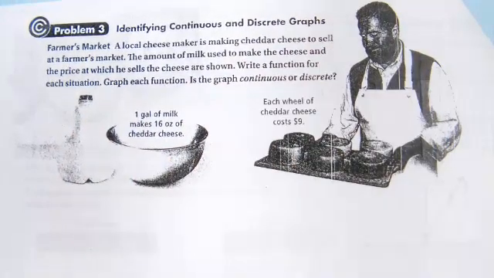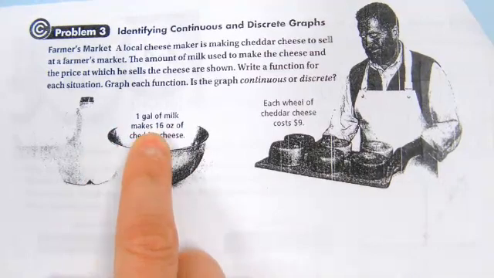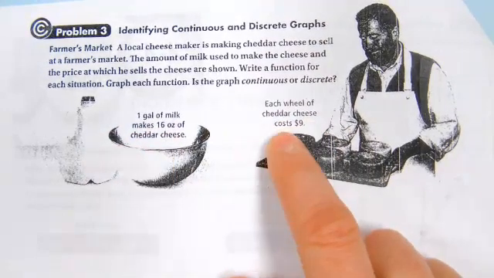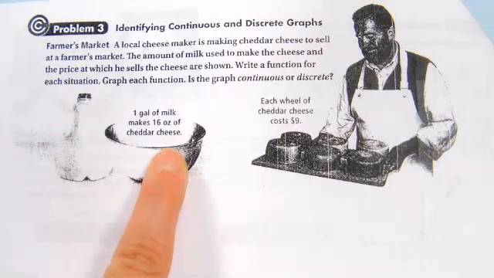Okay, so we're going to use like a quick method here. All right, a gallon of milk makes 16 ounces of cheddar cheese. Okay, each wheel of cheese costs $9. Okay, one of these is discrete, meaning separate, and one of them is continuous. Which is which? Okay, so the gallon of milk makes 16 ounces of cheddar cheese. Is that continuous or is it discrete?